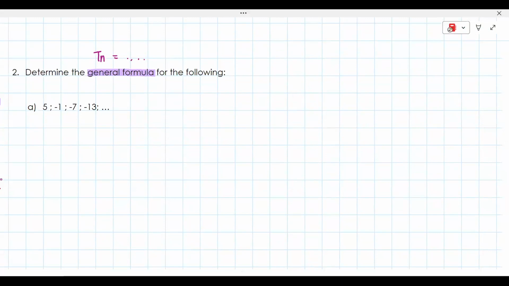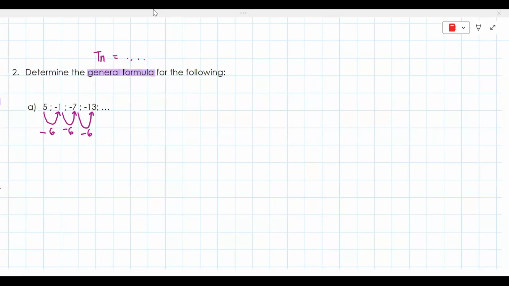If we go to this pattern, we've gone from 5 to -1, so I've subtracted 6. I've gone from -1 to -7, I've subtracted 6. I've gone from -7 to -13, I have subtracted 6. So what I see as my pattern is that I'm subtracting 6 each time. That therefore means that I can use this to find my general formula.